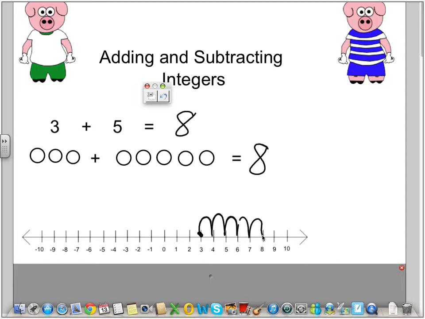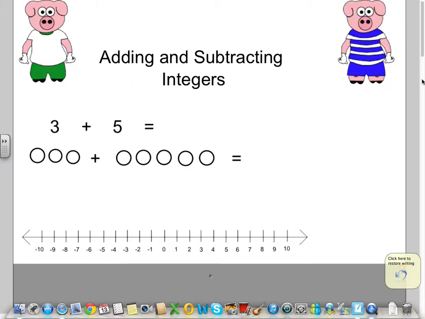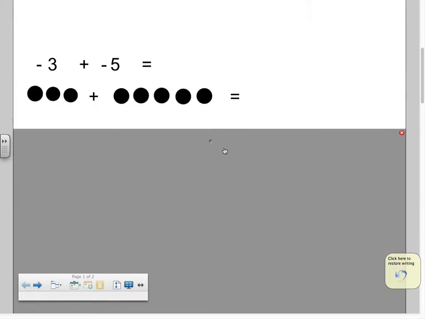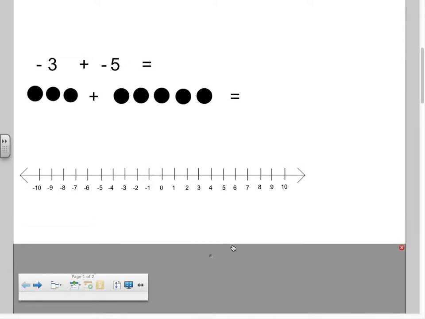So the important note here is that when you're adding a positive, as we are right here, on your number line, you move to the right. So add positive, move right on the number line. Okay, so now let's move to another problem. Negative 3 plus negative 5.